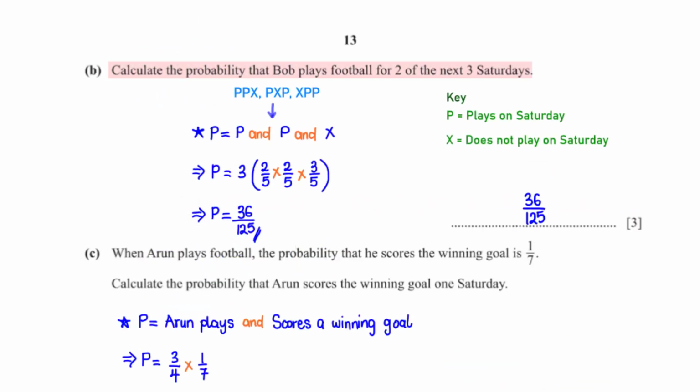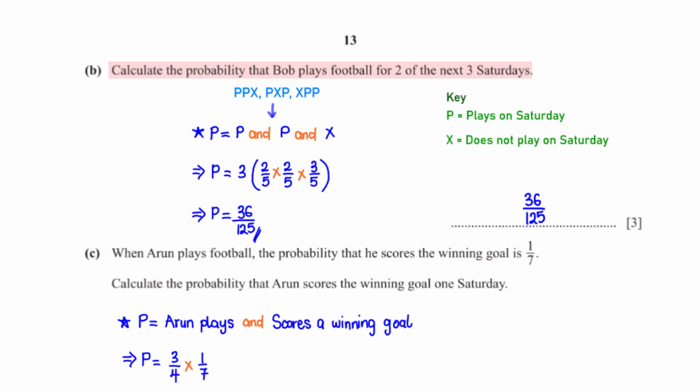Calculate the probability that Bob plays football for 2 of the next 3 Saturdays. So for this probability, we have Bob plays football on the first Saturday and he plays football on the second Saturday and does not play football on the third Saturday. This order of events will be PPX. There are 2 other possible orders which are PXP and XPP, making a total of 3. That's why we multiplied this probability by 3.